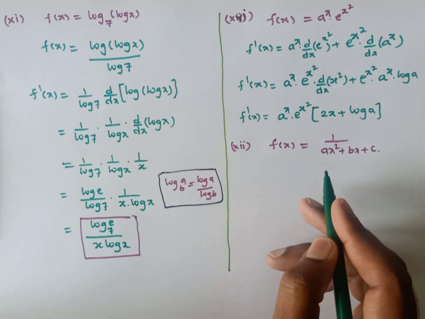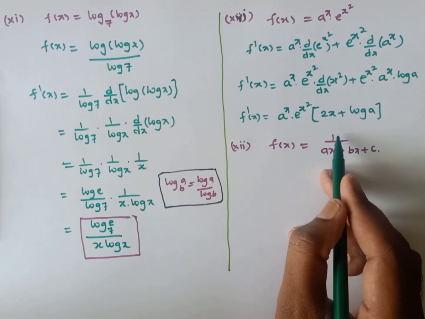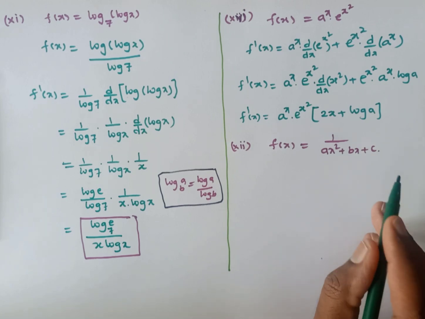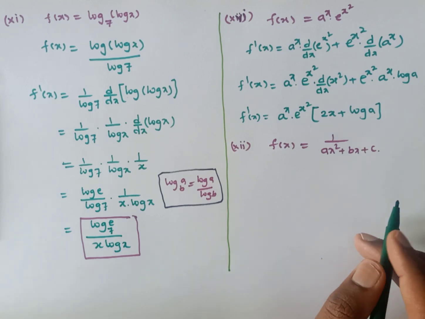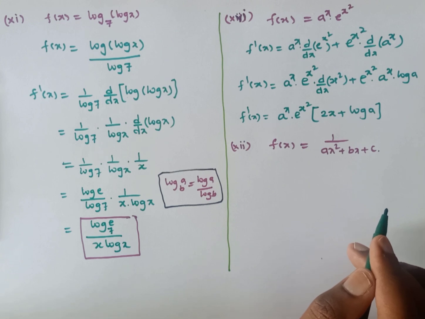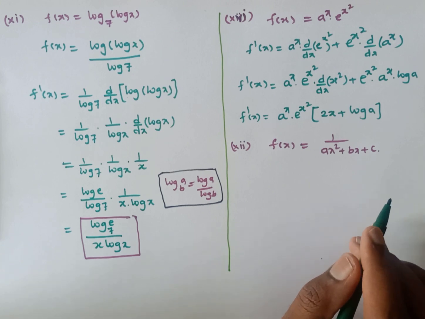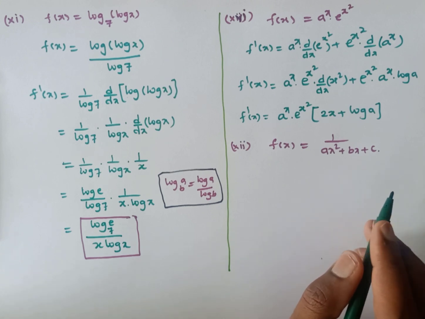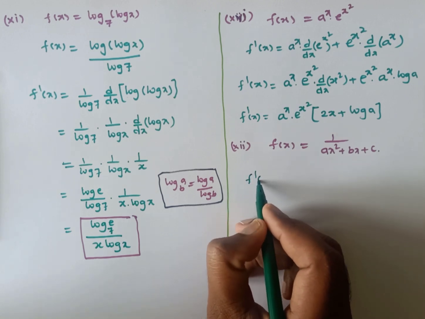Now, look at the formula. f of x equals 1 by something, let it be u. So there is a 1 by u formula. 1 by u is nothing but the reciprocal rule. What is the reciprocal rule? That is minus 1 by u square into derivative of u, right? Now apply the derivative for this.